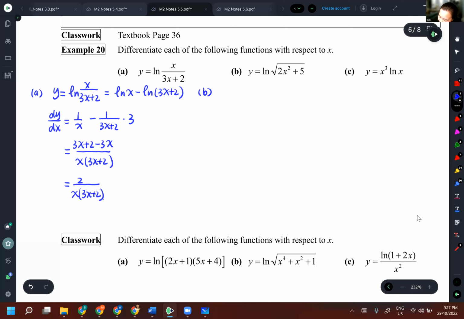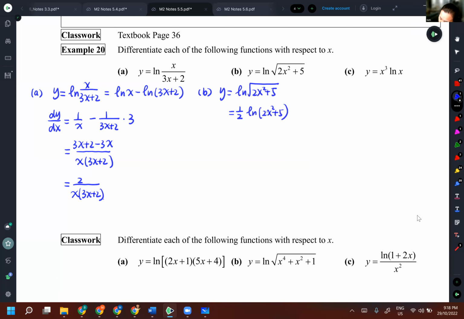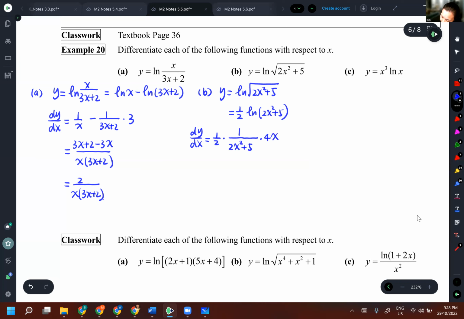Part B. y equals log of root (2x squared plus 5). Again, I'm going to take out the square root sign so it's simpler. dy/dx equals 1 over 2 times dy/du and then du/dx.